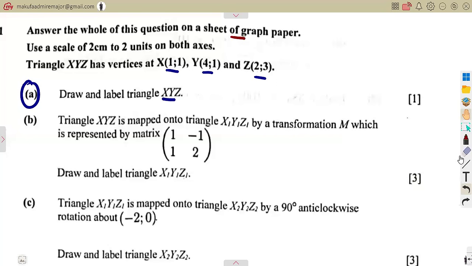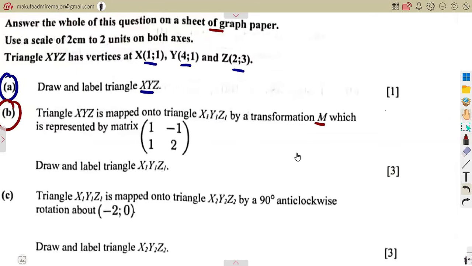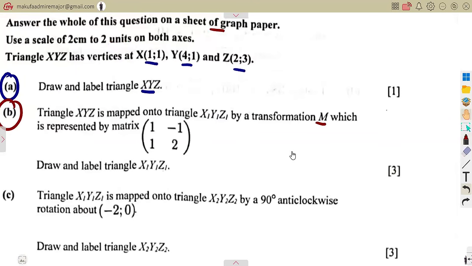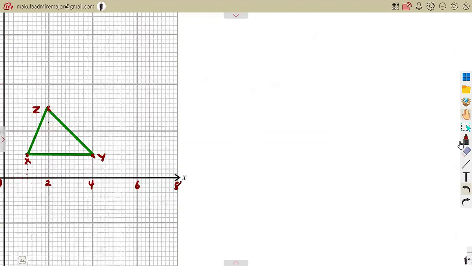Then we are also given that triangle XYZ is mapped onto triangle X1Y1Z1 by rotation M, which is represented by this matrix. Guys, we're going to take the matrix times the object. Remember, it must give us the image. So we're doing the calculations: we are given the matrix, and we have our object. So you are going to multiply matrix times object equals image.